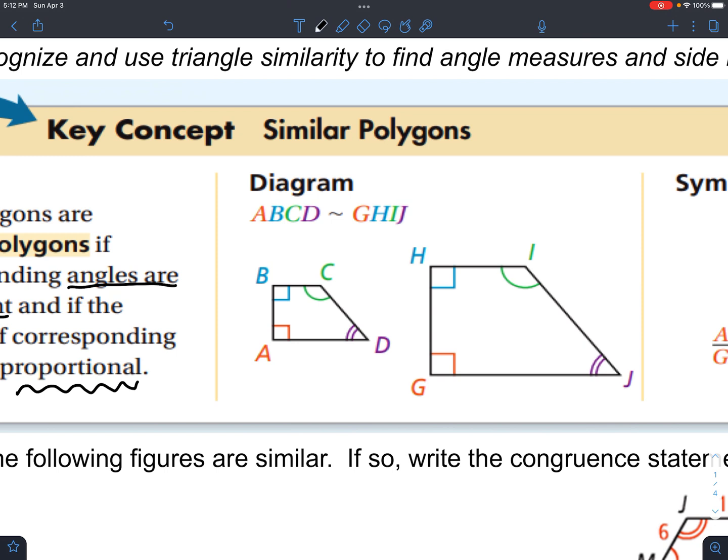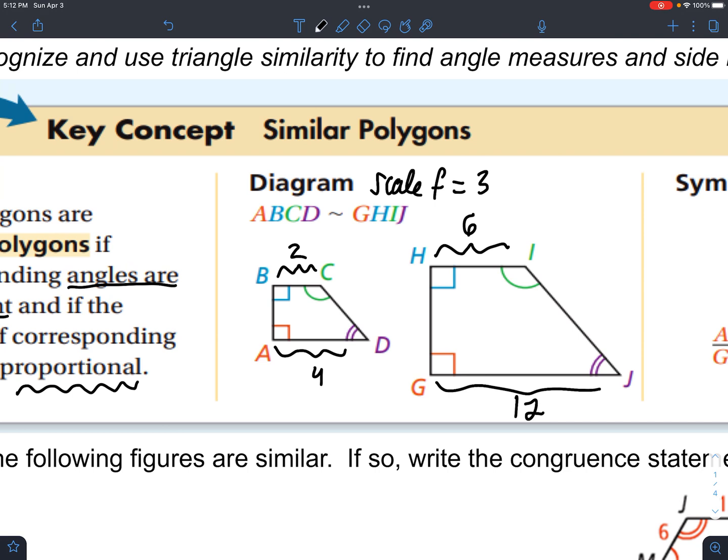Proportional means that if you have, say, BC, and you have HI, and you have this one and this one, say this is 2 and this is 4. When we did dilations, we had scale factors, right? That's what's in play here. So say the scale factor is 3. So that means you multiply each side by 3 to get the length of the other side, as long as they're drawn in the corresponding way. So this would be 6 and this would be 8. No, not 8, 12. So that's what they mean by proportional. It means that each side is multiplied by the same thing to get the length of the other side.